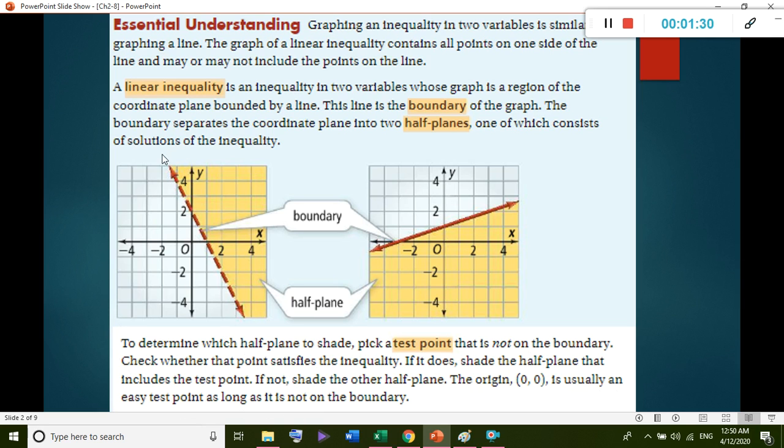So how are we going to know? We're going to substitute a point. Generally we use (0, 0) if it's not on the boundary. So we substitute, for example, (0, 0) into the inequality, with x equals 0 and y equals 0. Then we check if the inequality is correct or not. If the point satisfies the inequality, you're going to shade the part with the point. If not, you're going to shade the other part.